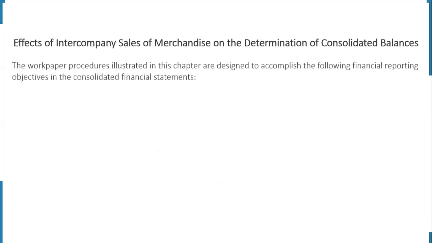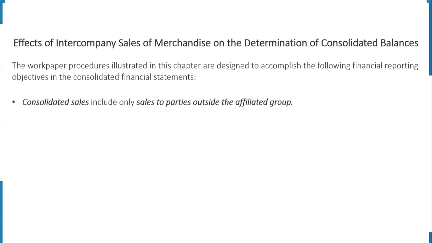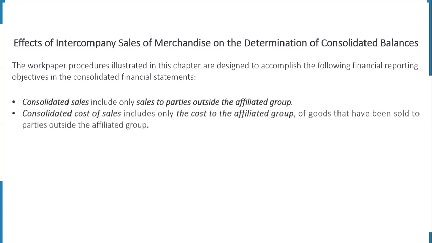Okay, so effects of intercompany sales of merchandise on the determination of consolidated balances. The work paper procedures illustrated in this chapter are designed to accomplish the following financial reporting objectives in the consolidated financial statements. Consolidated sales include only sales to parties outside the affiliated group. So we have now your consolidated sales, parties outside the affiliated group. So we understand affiliated group or affiliated companies.